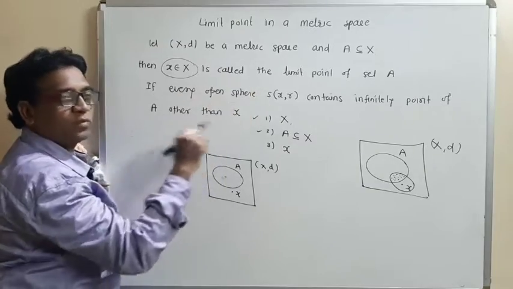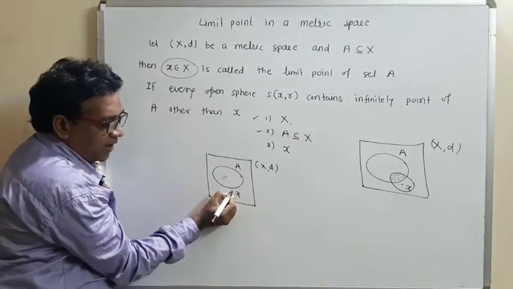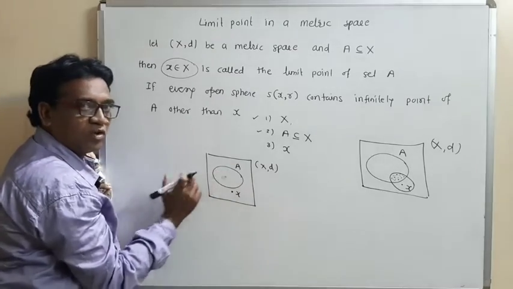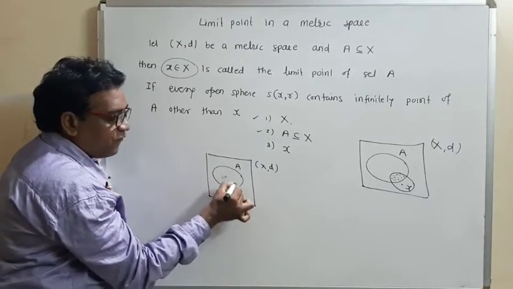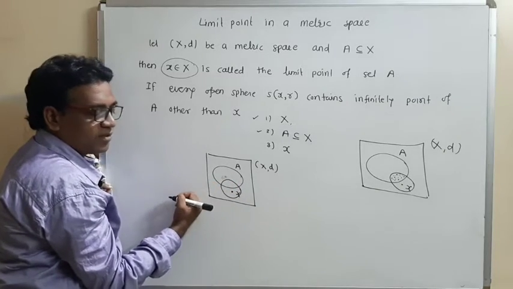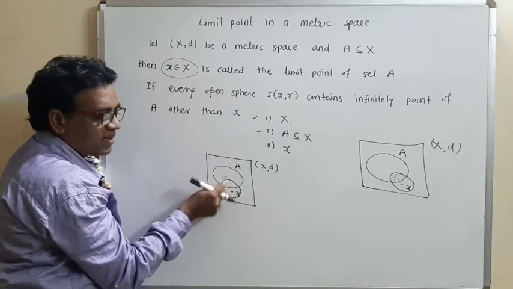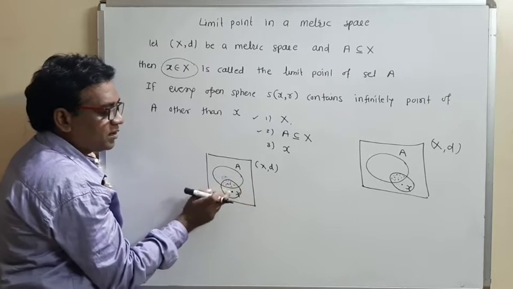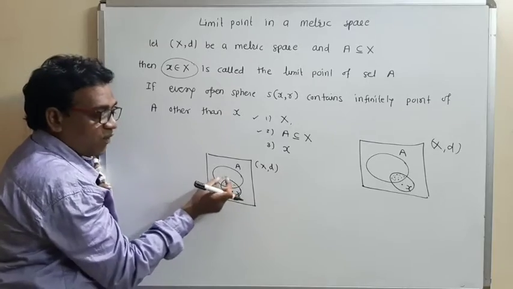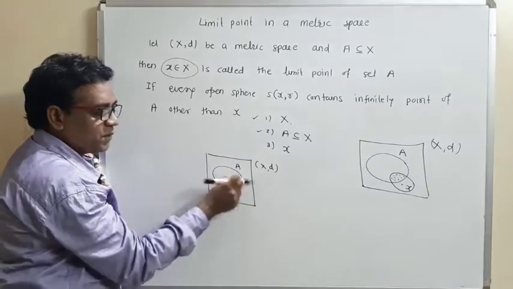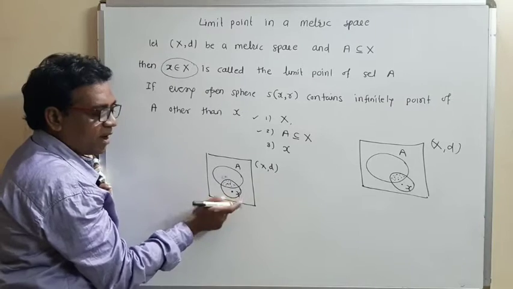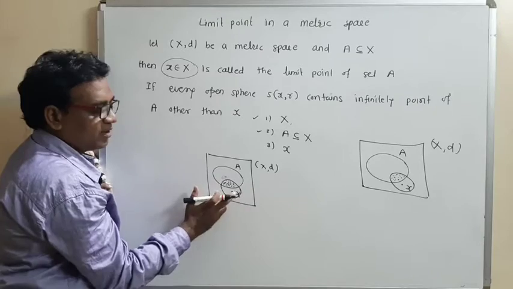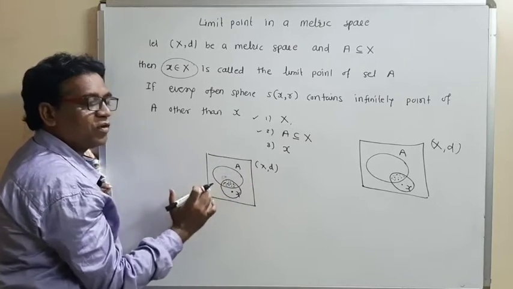Now what is the definition of this limit point? This point x is called the limit point of this set A if every open sphere S with center at x and radius r contains infinitely many points of A other than this x. We require infinitely many points. This open sphere S with center at x and radius r contains infinitely many points of A other than this x. Then this x is called the limit point of set A.